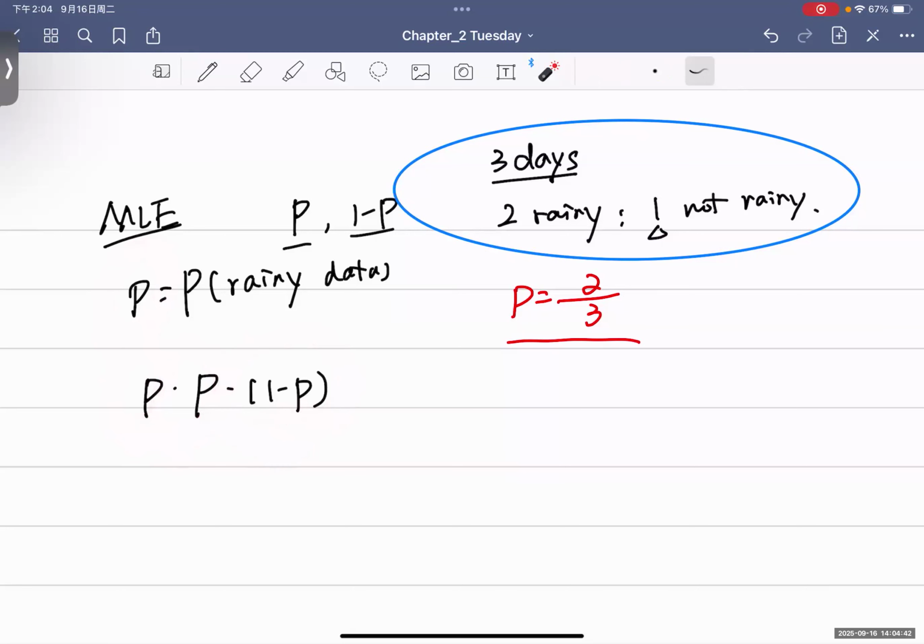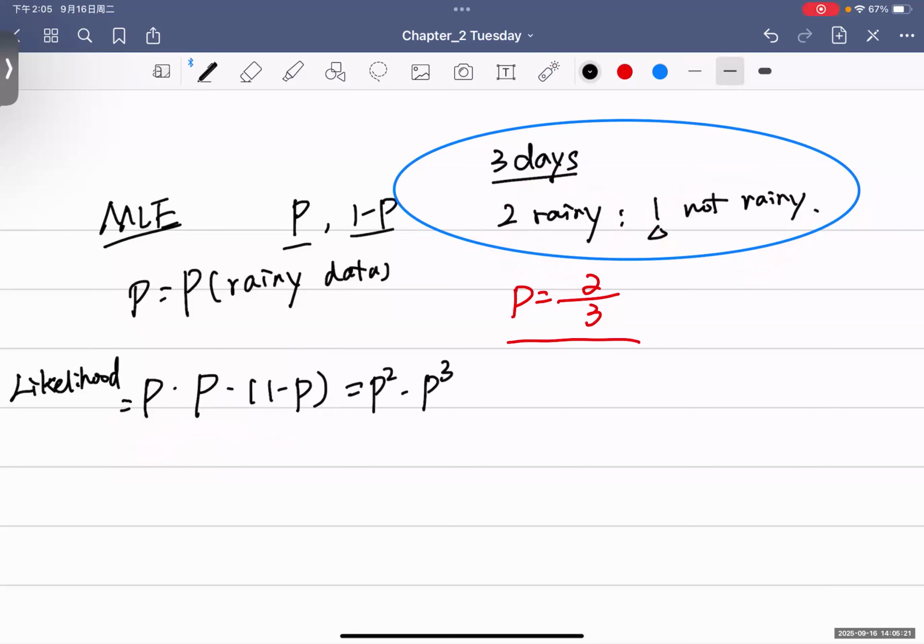So I can calculate the probability that these 3 events happen together: P times P times 1 minus P. If we multiply the certain probabilities together, this is commonly called the likelihood function. I have 3 data points, and I want to know the probability that this data can happen. The raining day has probability P, and the not raining day has 1 minus P. So the likelihood becomes P squared times 1 minus P, which is P squared minus P cubed. And my question is, how is this P equal to 2/3?